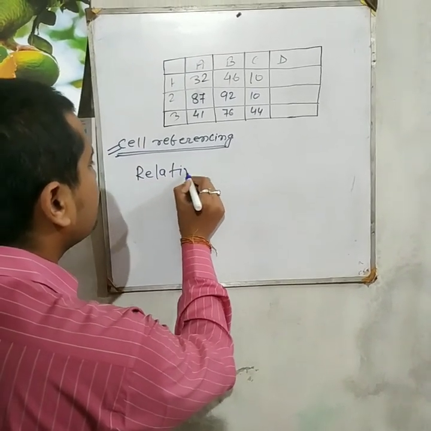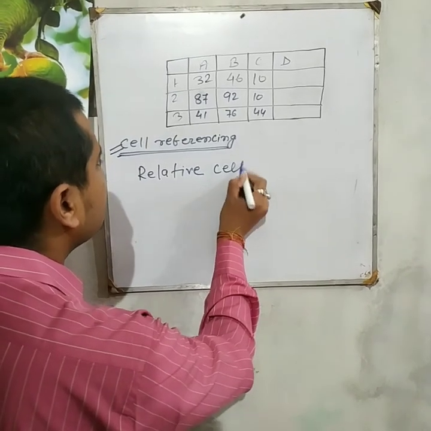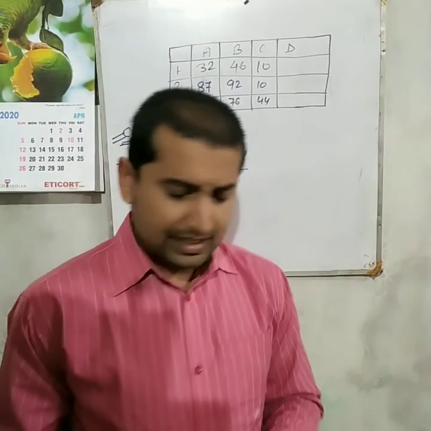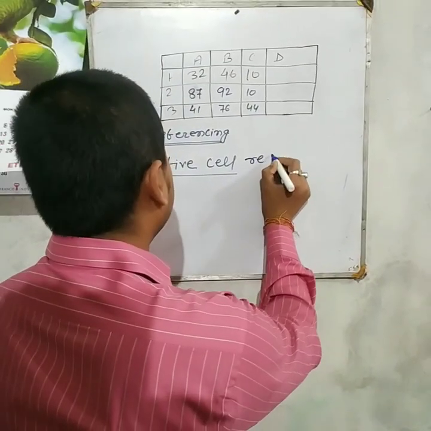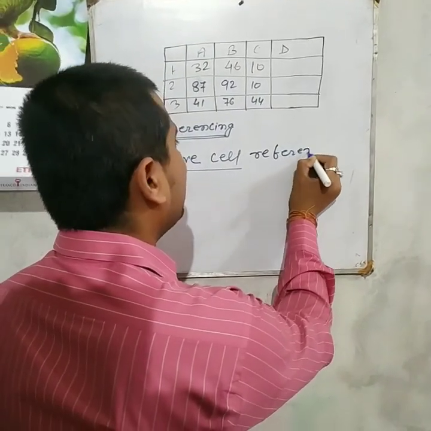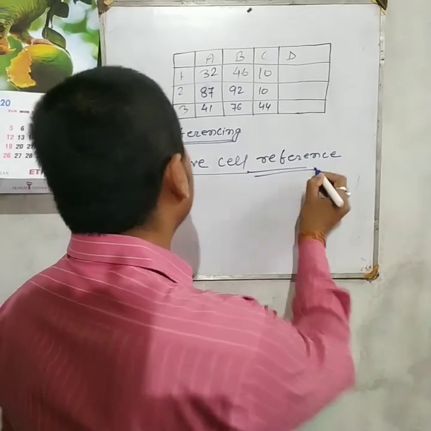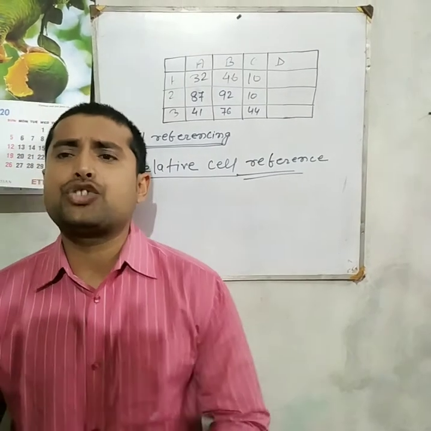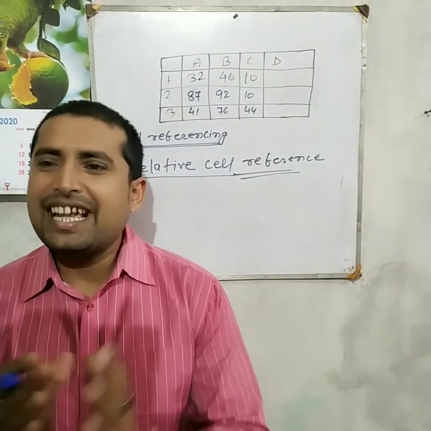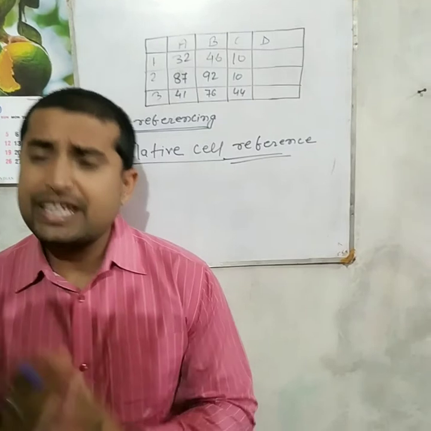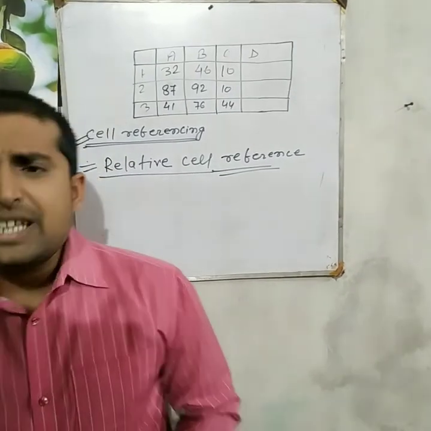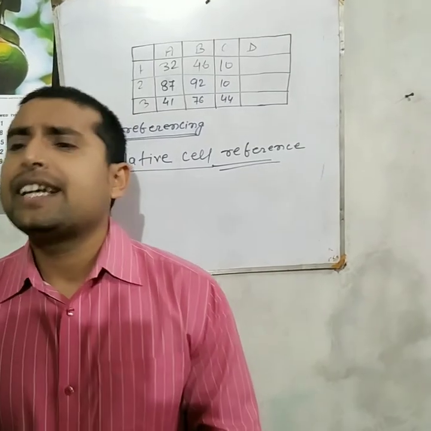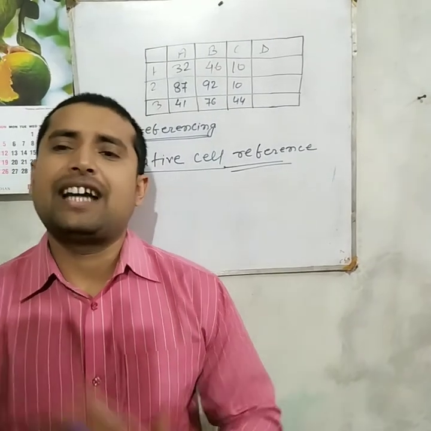Relative cell reference. What is a relative cell reference? A relative cell reference is a reference to a cell relative to the position of the formula. A formula with a relative cell reference changes as you copy it from one cell to another.